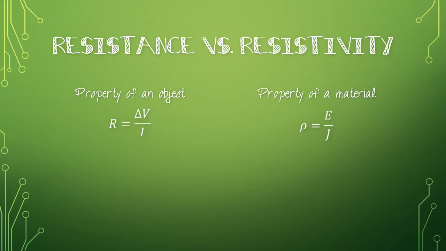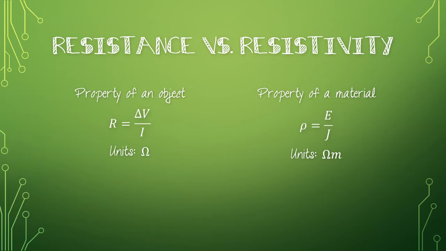Resistance is defined as the potential difference across an object divided by the current inside that object, whereas resistivity is defined by the electric field divided by the current density. You'll see that resistance uses a capital letter R as its symbol, whereas resistivity uses the Greek letter rho.